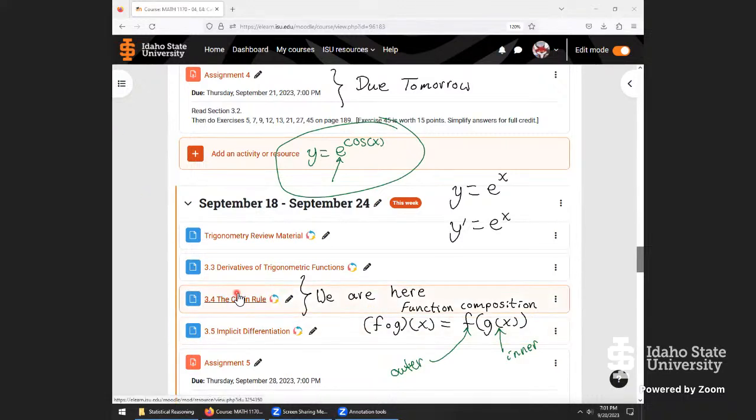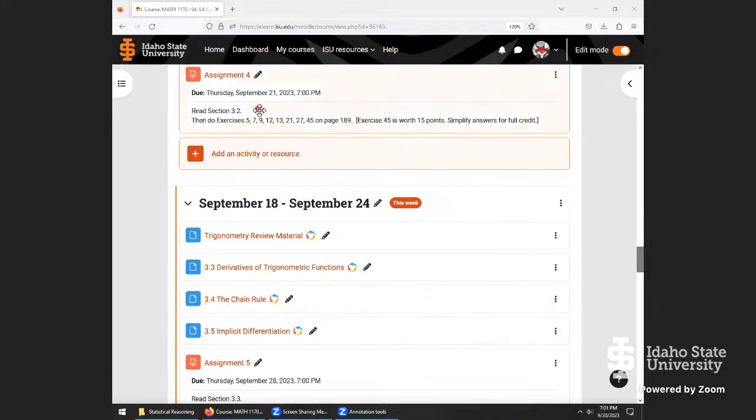After that, we'll take on implicit differentiation, section 3.5. But any questions at the moment, folks, before we get started? Okay, the only quick reminder I have is our assignment number 4, which was intentionally a small section after our exam. This one's due tomorrow, just those sections here with product rule and quotient rule.